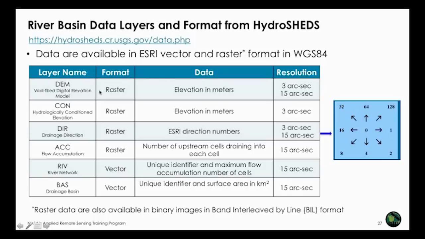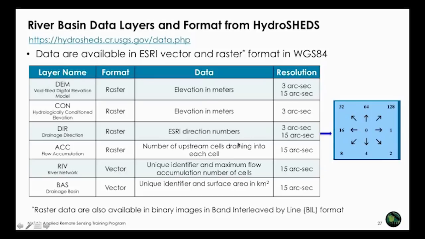Digital elevation model, hydrologically conditioned elevation, drainage direction, and flow accumulation are all raster data. And as you can see, they vary in resolution. Elevations are available in meters. Drainage direction is given as numbers, and here is the figure that represents direction. So this is eastward, this is westward.